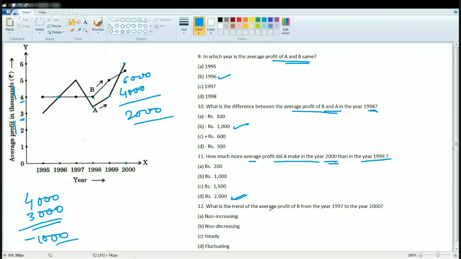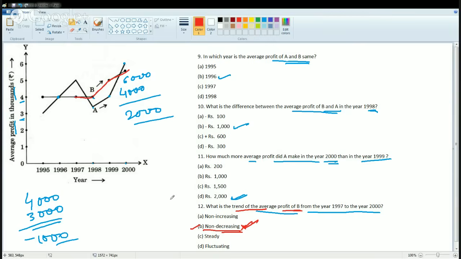The next question is, what is the trend of average profit of B from 1997 to 2000? So 1997 starts here. So let's understand B's profit here. So B's profit is this, and this. Now we can say it is non-decreasing because in either case it's either constant or increasing. So it is not at all decreasing in any case. So the correct answer here is non-decreasing. So the average trend of profit is either steady or increasing. So that means it's not decreasing. It's either remaining constant or increasing.